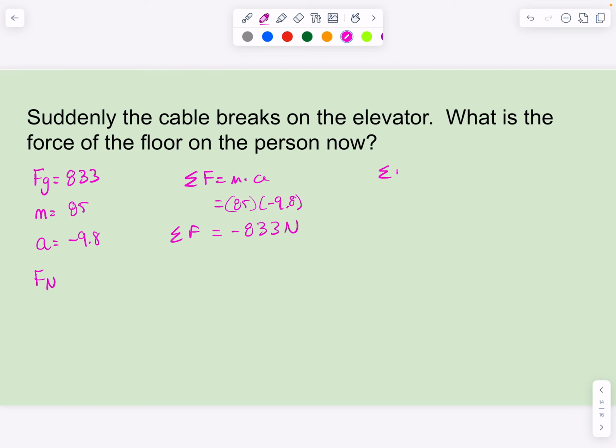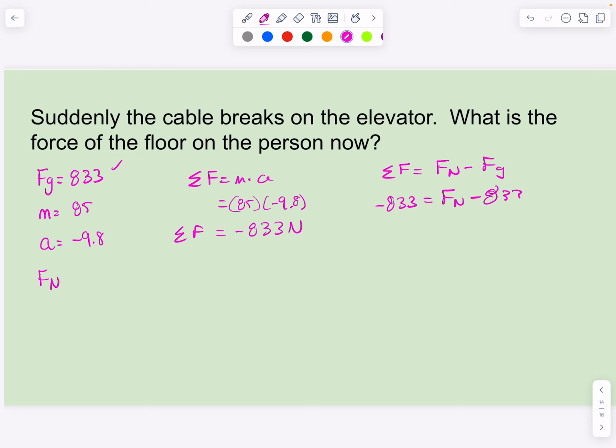Then we go back to our initial equation. Sigma force equals the force of normal minus the force of gravity. And we would say, all right, let's plug these in. Negative 833 equals our normal force minus our Fg, 833. So when I add 833 to both sides, I get 0 equals the normal force on the floor. So not a great day for the person in the elevator, is it now?